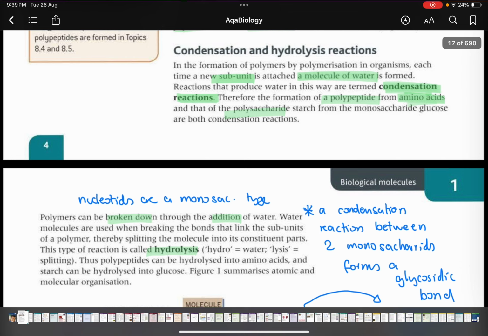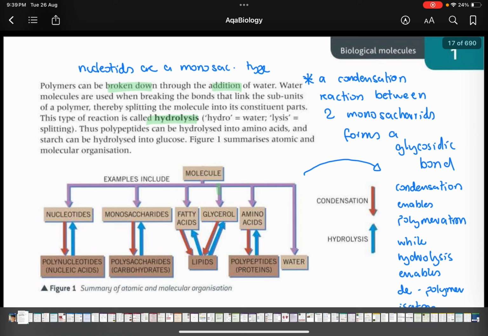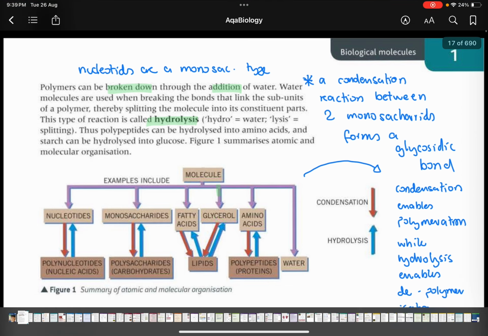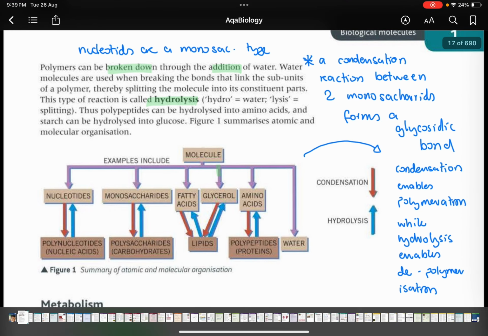Amino acids to polypeptides is in the protein group, and monosaccharides to polysaccharides is in the carbohydrate group. So nucleotides are a type of monomer, not monosaccharide. And once again, a condensation reaction between two monosaccharides forms a glycosidic bond. Now, if we're talking about something different, like two amino acids, which is also a monomer, in the same way that a monosaccharide is a monomer, you're going to have a different bond, and we'll learn more about that in a second. But once again, a condensation reaction between two monosaccharides results in the formation of a glycosidic bond, and you can remember glycosidic because of glycogen, which is a type of storage molecule for carbohydrates.